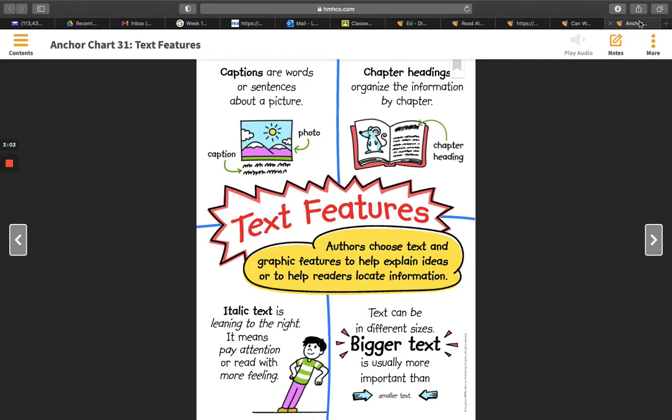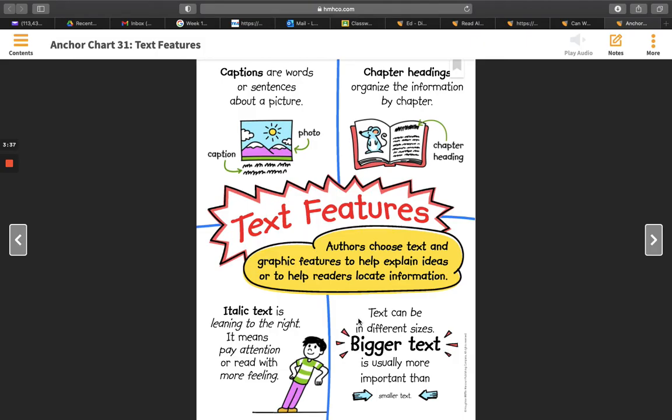And you might have a certain kind of text feature called captions. Those are words or sentences about a picture. You might have chapter headings. Those are the titles of the chapters in a book. You might see italic text, and that is basically print that is leaning to the right. So this is italic text right here. And you might see text that's bigger than other print in there. The bigger text is usually the more important.